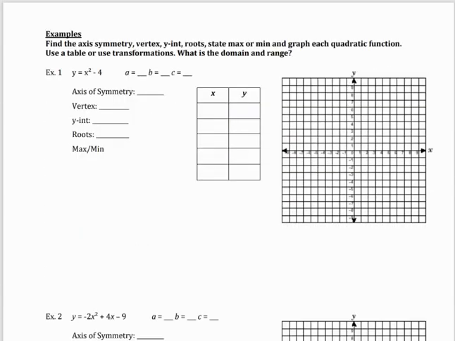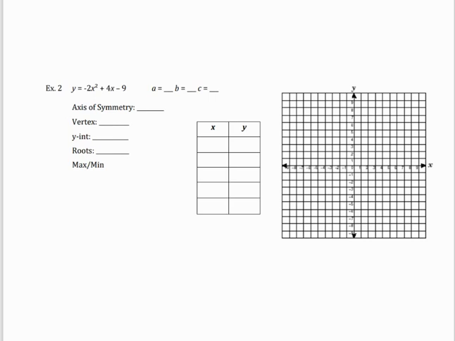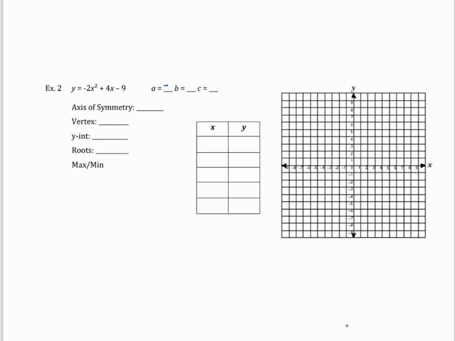I'm going to do example 2 with you, and I'm going to ask you then to go back and try example 1 and 3. So if we look at example 2, we're in standard form. So I'm going to jot down what A, B, and C are. A is negative 2, B is 4, and C is negative 9, right? A, B, and C. So we'll start with our axis of symmetry. Again, axis of symmetry is x equals negative B all over 2A. So that would be negative 4 all over 2 times negative 2. So x would equal positive 1. Again, don't just say 1, it's an equation, so x equals 1.